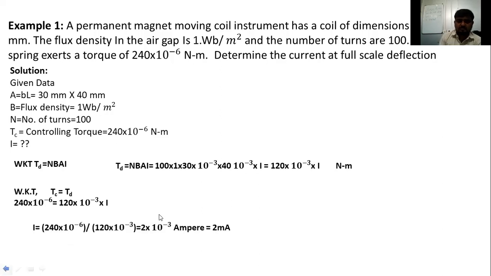Yes? All of you got this answer? Yes, sir. 2 into 10 to the power of minus 3 ampere. 10 to the power of minus 3, it indicates what? Milli. 10 to the power of minus 3 is nothing but milli. We are going to call it 2 milli. What is the unit of current? Ampere. So 2 milliampere also we can write.